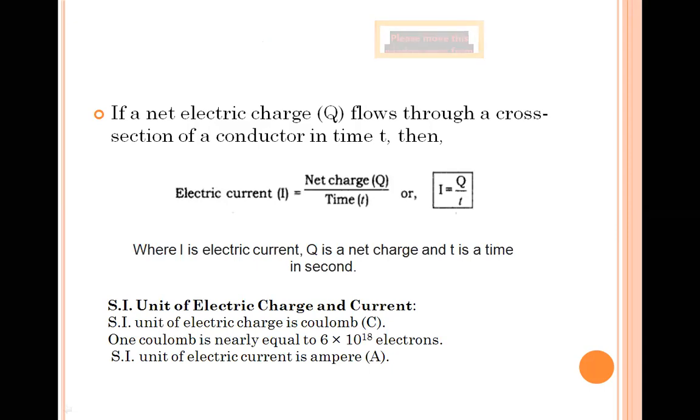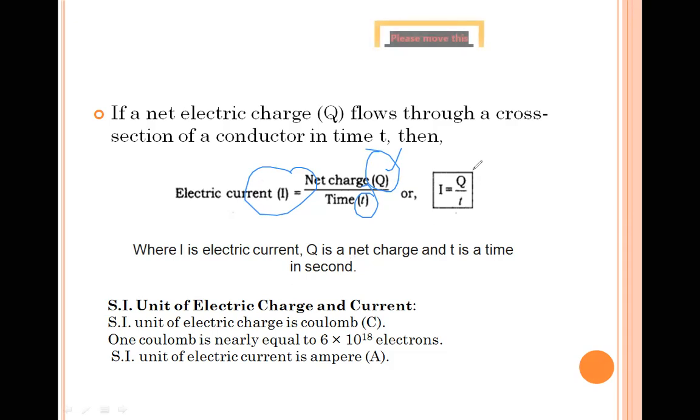So how will you calculate the current? Current is denoted by the symbol I. Basically, current is always denoted by the capital symbol I. Current is total charge upon time, meaning in 1 second, this quantity Q is flowing in a conductor. So I equals Q upon t. Q is the net charge, that is, total charge per unit time.